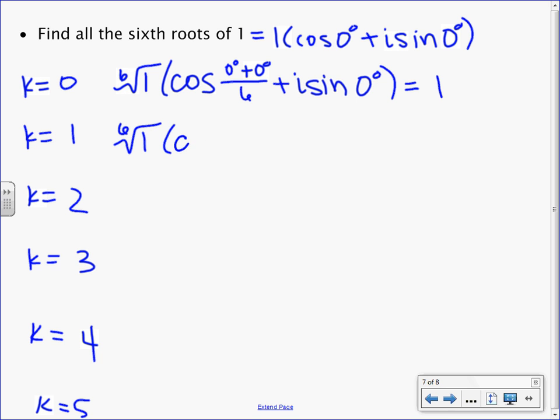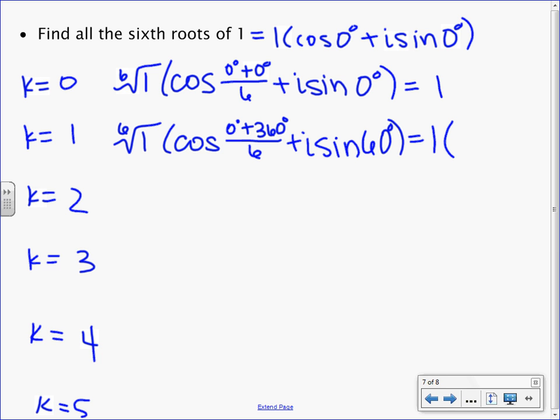When k is 1, we have 0 plus 360 times 1 divided by 6 for our angle. What is that angle? 60 degrees. Okay. So the sixth root of 1 is 1. What's the cosine of 60? And what's the sine of 60? So we have 1/2 plus radical 3 over 2i.